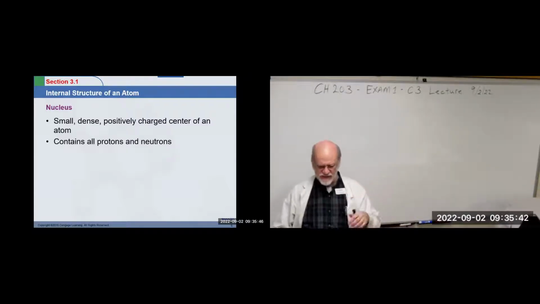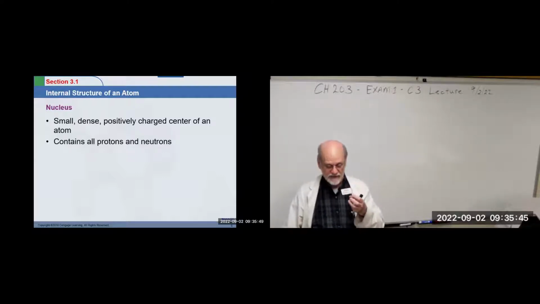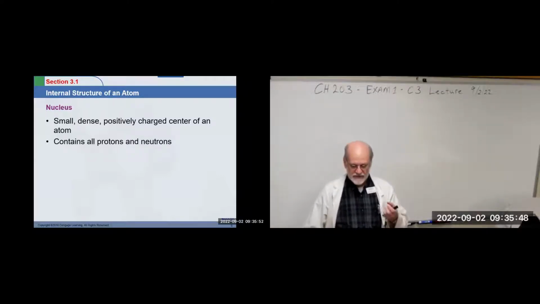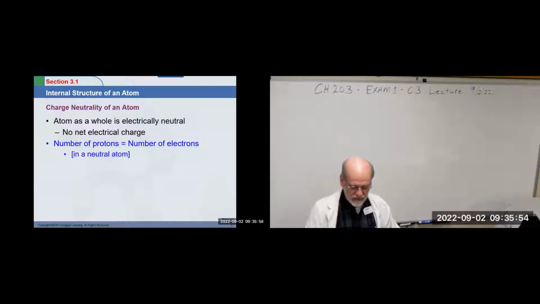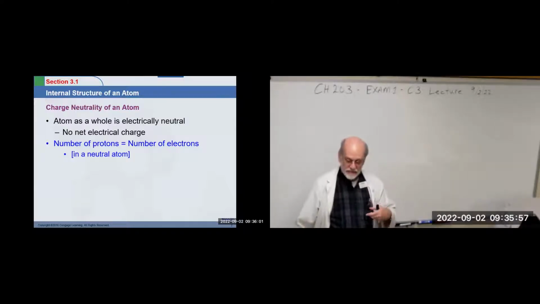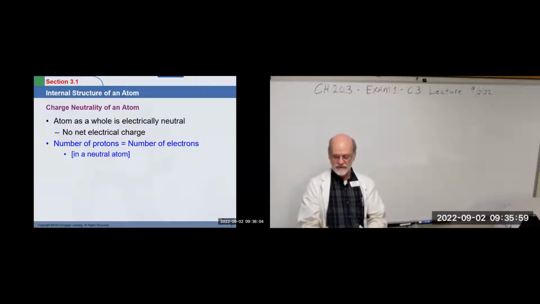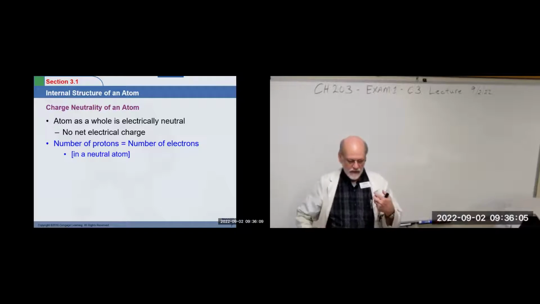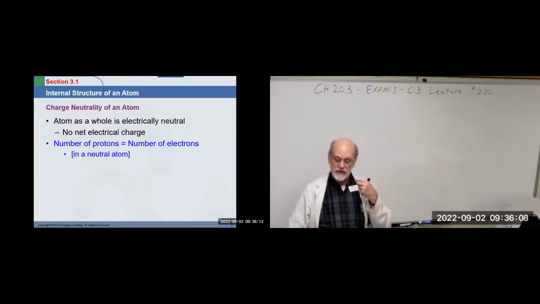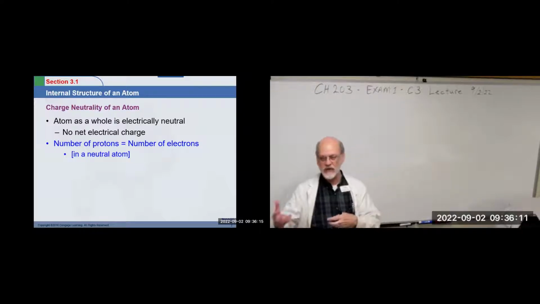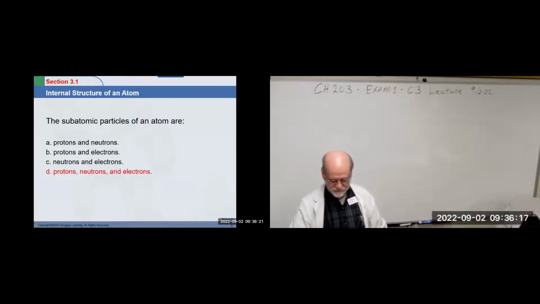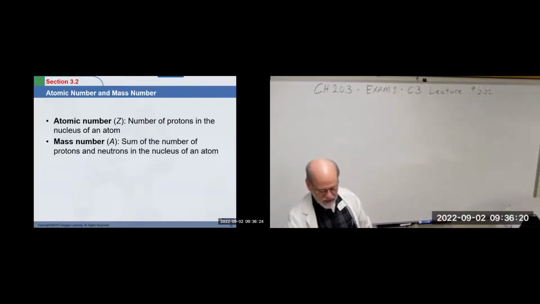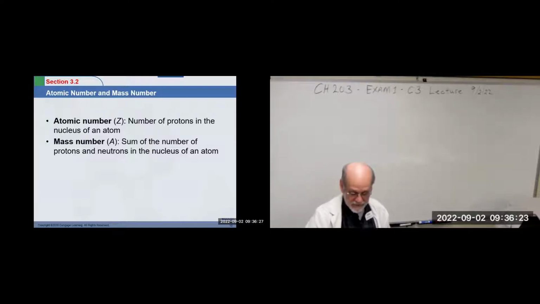So a nucleus is a small, dense, positively charged center of the atom. Right? Rutherford proved that. It contains all the protons and all the neutrons in the atom. The atom overall is neutral. Right? Unless you force it, it will stay neutral. And that's because the number of protons in the nucleus equals the number of electrons in this cloud outside the nucleus. Okay, so those are all the subatomic particles.